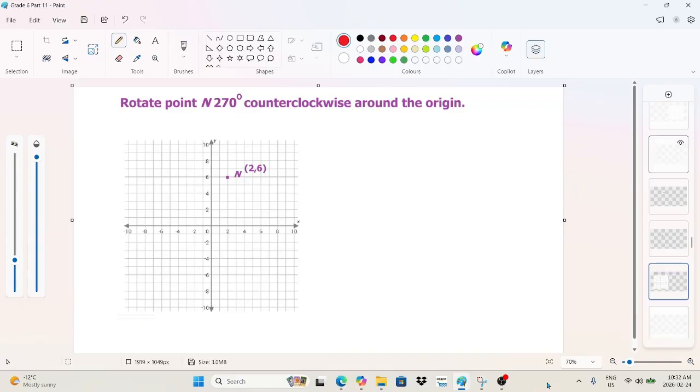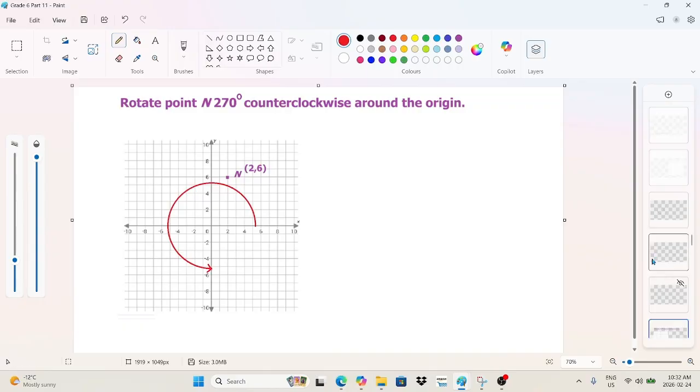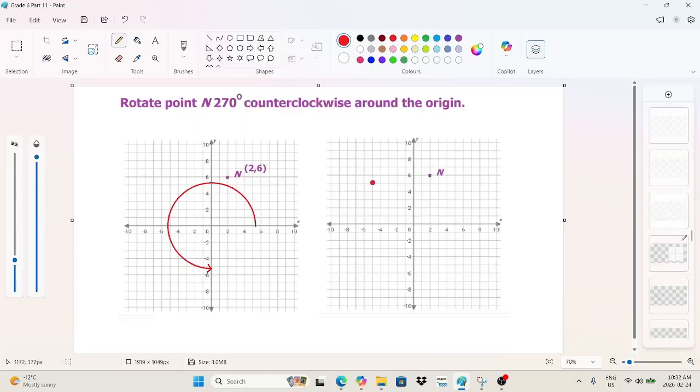So counterclockwise is this way. Okay, 270 degrees is this amount. So 3/4 of the way. So let's look at this now here. A 270 degrees rotation counterclockwise around the origin is the same as 90 degrees clockwise around the origin. So instead of going this way all the way, we're just going to go this way because it's easier. Just 90 degrees. You end up in the same spot, right?